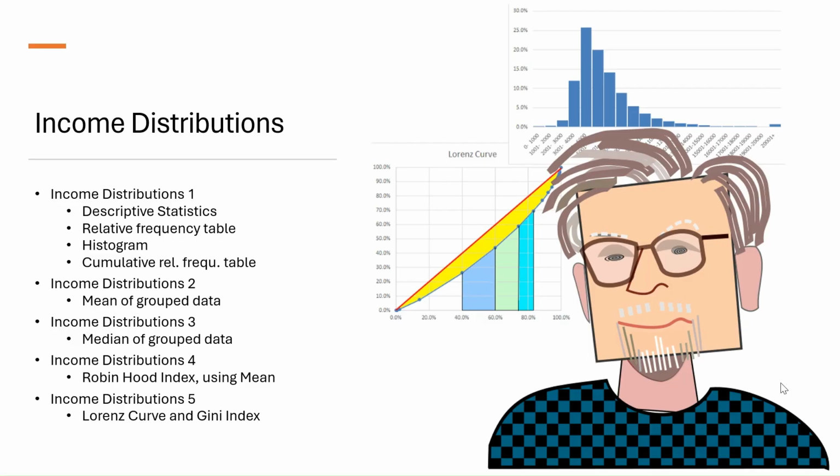Okay, that's it for today. So if you are interested in descriptive statistics, then please go to the next video, Income Distribution 3, where we will do the same for median. If you are interested in the mathematics of inequality, Robin Hood index and mean, and Lorenz curve and Gini index, then please proceed to Income Distributions 4 and eventually number 5.